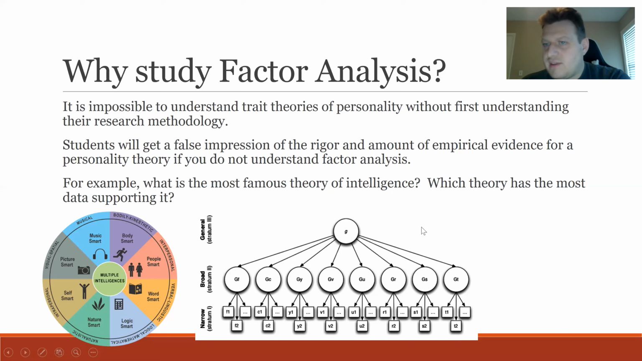So this theory states that all measures of human abilities, whether or not it's mathematical, whether or not it's musical intelligence, whether or not it's verbal intelligence, they're all strongly correlated with one another.